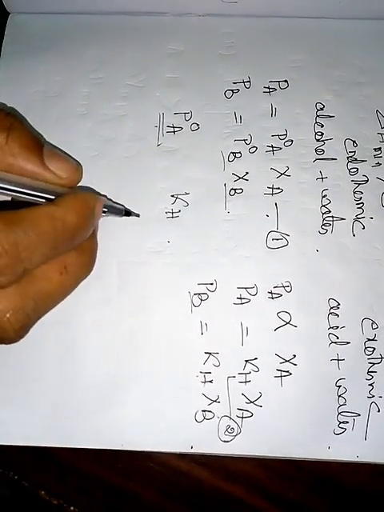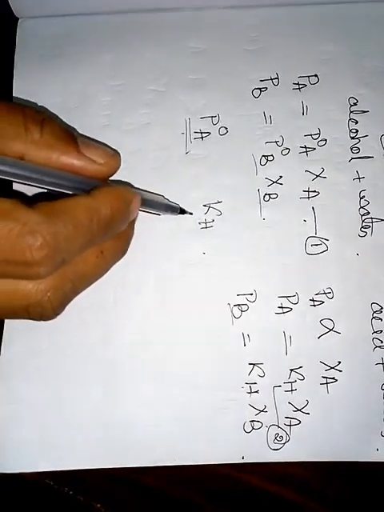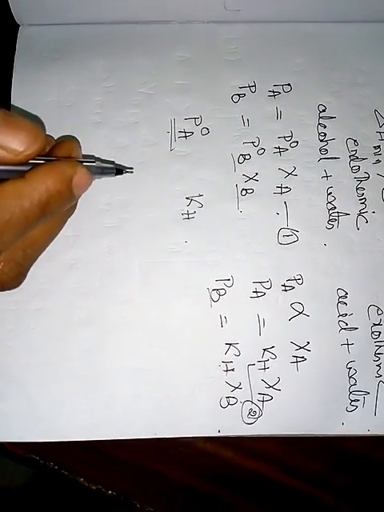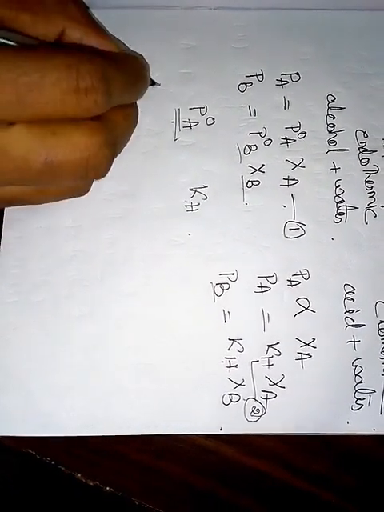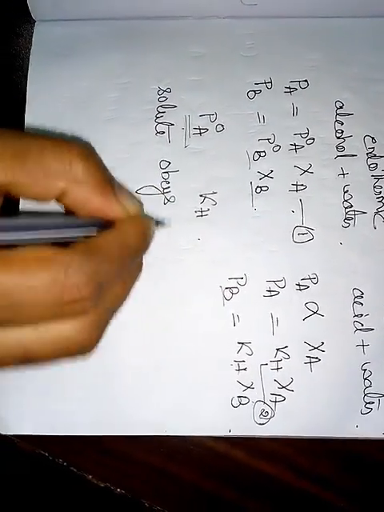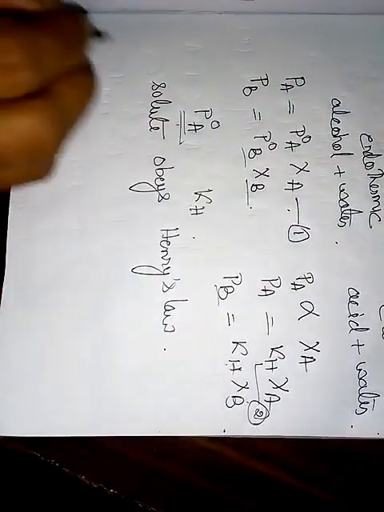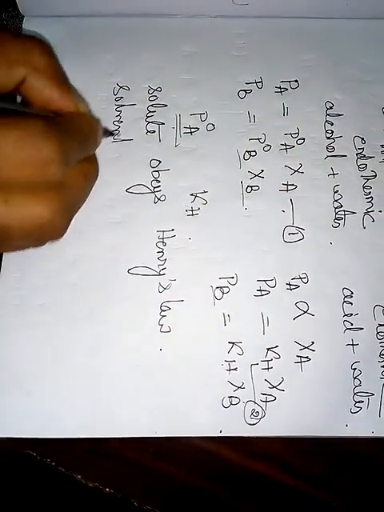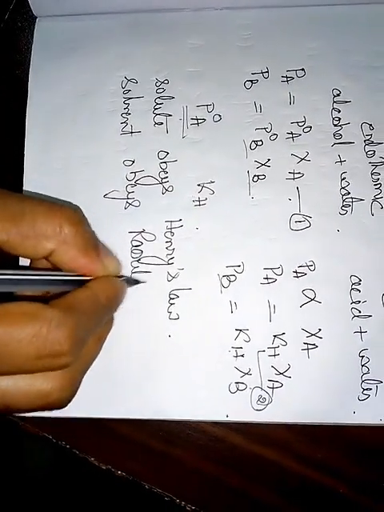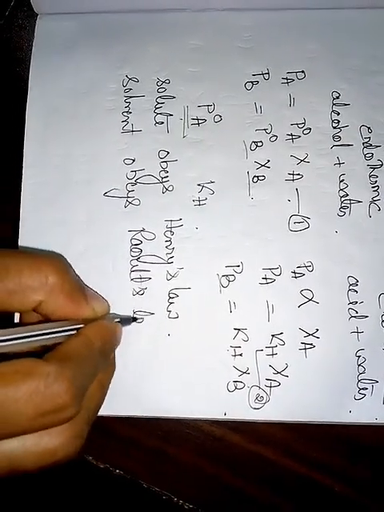It is found that Henry's law is sometimes obeyed by liquid solutions. It is also observed that if the solute obeys Henry's law, then the solvent obeys Raoult's law. But it is found that the reverse is not true.